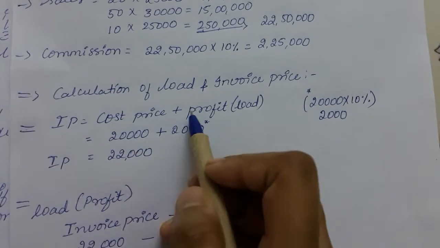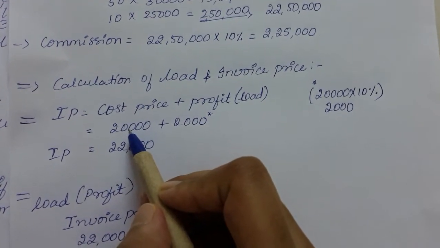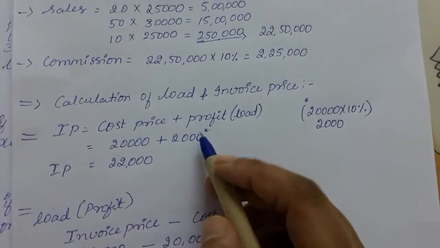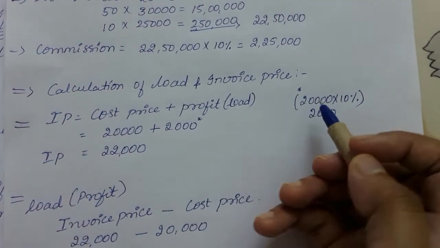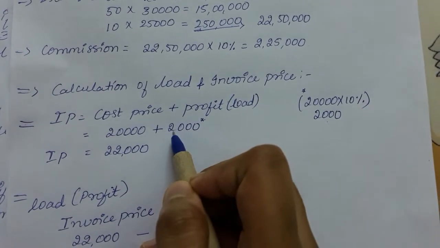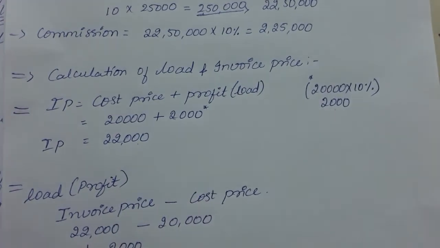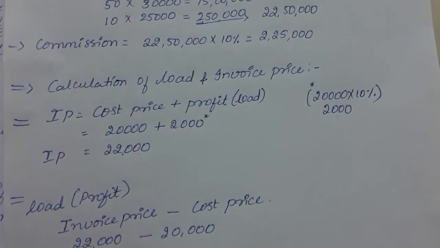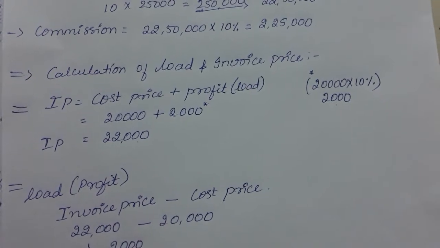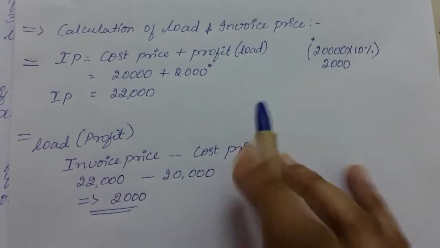Invoice price formula is cost plus profit. What is the cost of each computer for manufacturing? That is 20,000. The profit that has been added is 10%. So 20,000 into 10% is 2,000. So 20,000 plus 2,000 is 22,000, the invoice price of each computer. Everything will be recorded at this invoice price itself, that is 22,000.